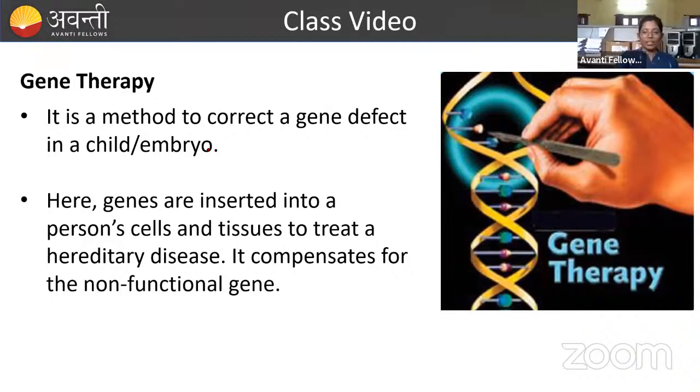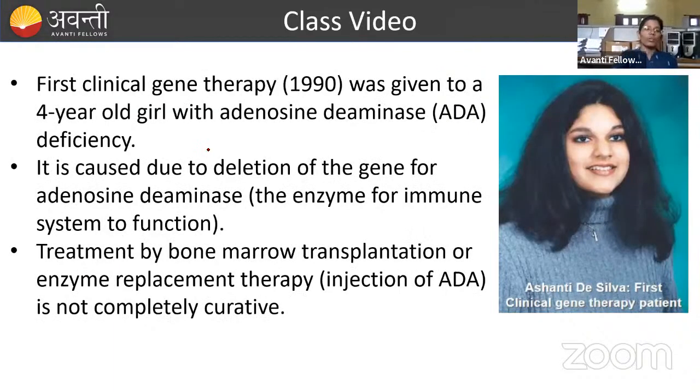One example I'll take and I'll tell you, then you will understand very easily. You can see this girl, no? In the year 1990, there was a 4-year-old girl, whom you can see in the image right now. She was not able to produce one enzyme, which is called adenosine deaminase. The adenosine deaminase enzyme was not being produced by this girl when she was very young. So if this enzyme is not being produced, the immune system cannot function properly. Why is this ADA enzyme required? For the active function of the immune system.